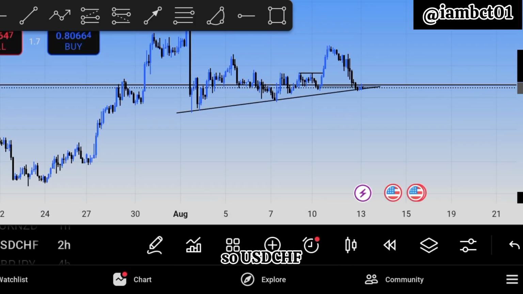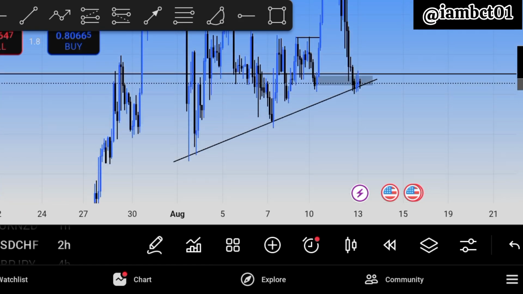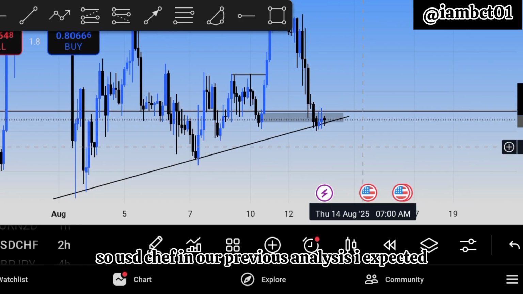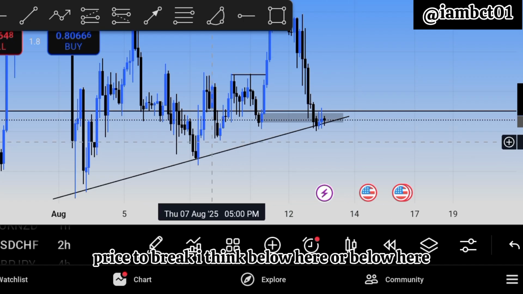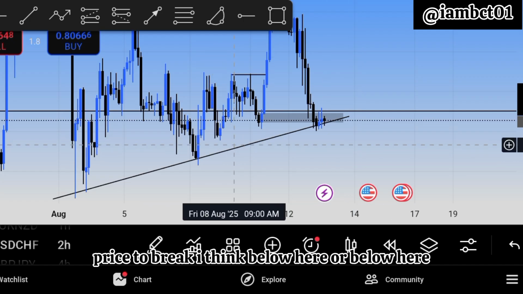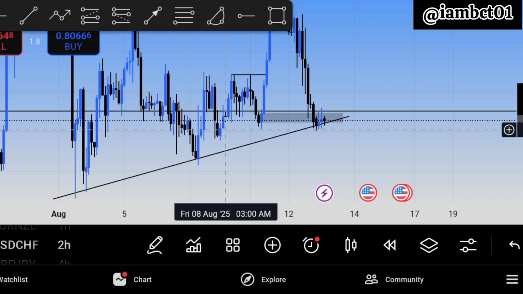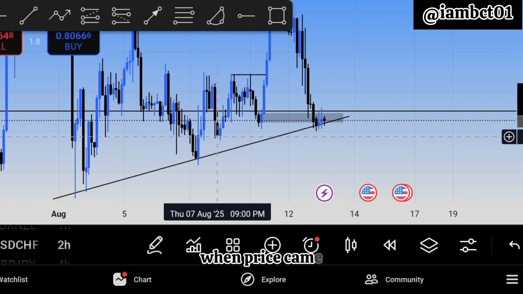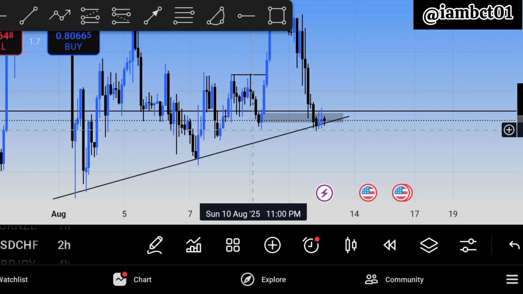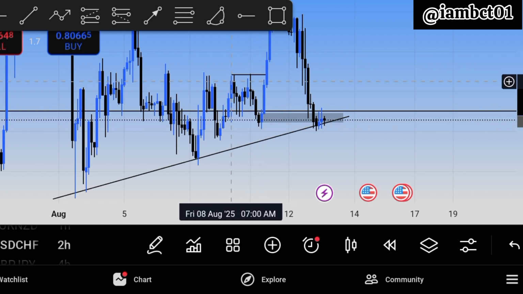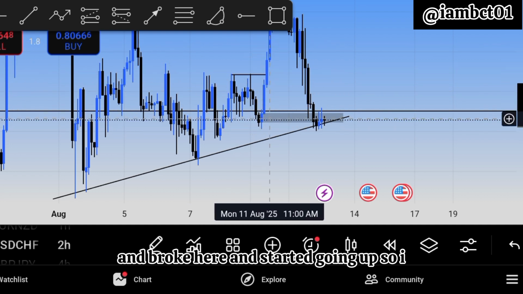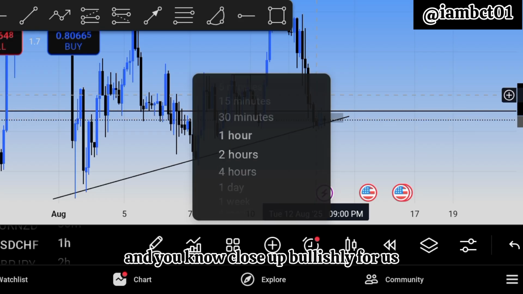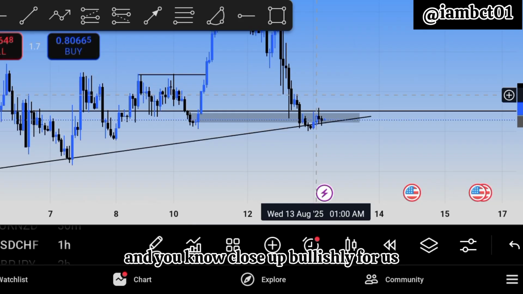So USDCHF. In our previous analysis, I expected price to break, I think, below here or below here and keep on coming down. So as you can see, when price came, it didn't break here, instead it reversed and broke here and started going up. So I expected it to come back and react back to the zone and close up bullishly for us.